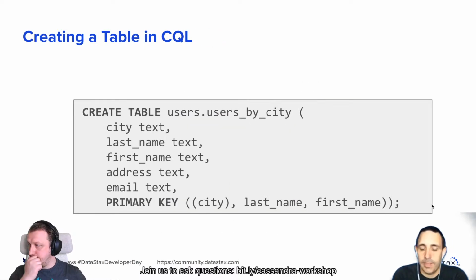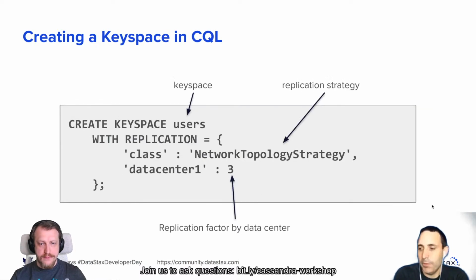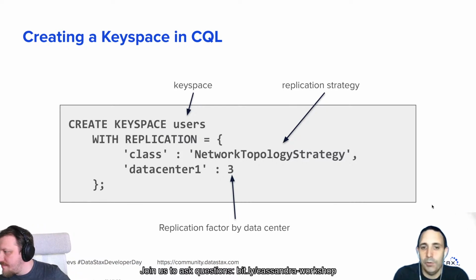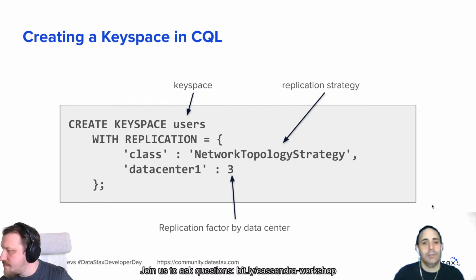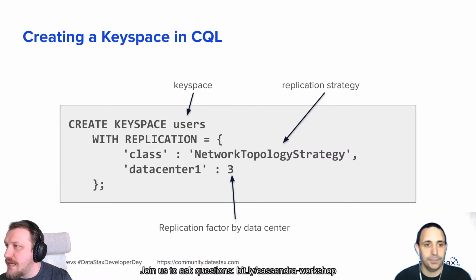Yes, and remember the multi-cloud or hybrid cloud deployment. If you add a new data center, you simply say ALTER KEYSPACE and change the replication, and Cassandra will start to stream the data to the newcomer. A single command.